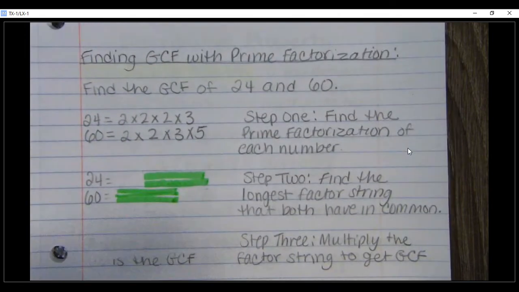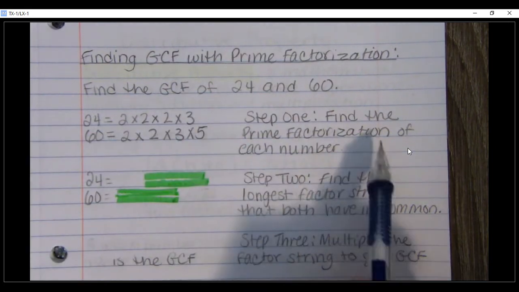Now, what do we do with these prime factorizations? Well, we can find the greatest common factor with them. Our question for this example is: find the greatest common factor of 24 and 60. In the past, what we've done is write all the factors for 24 and 60 and then compare them. That's just one method. We can use this method instead.